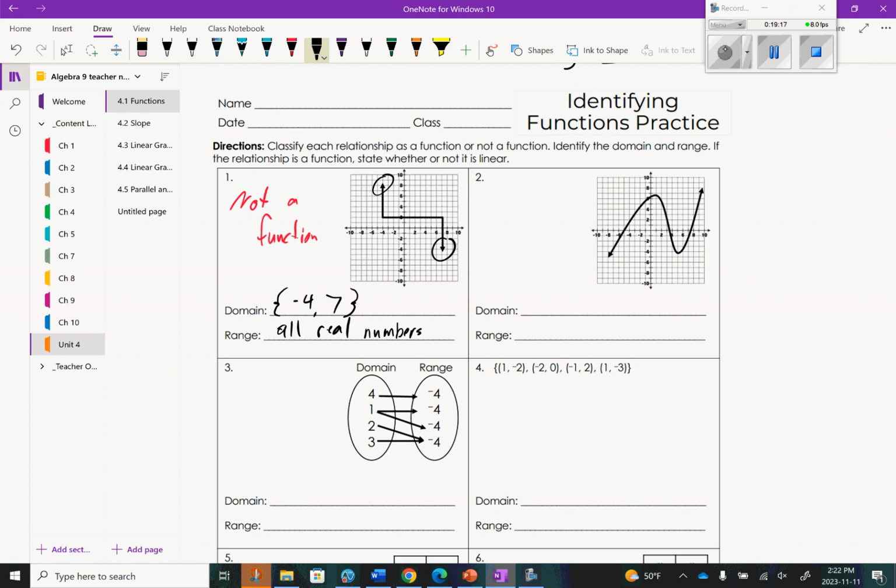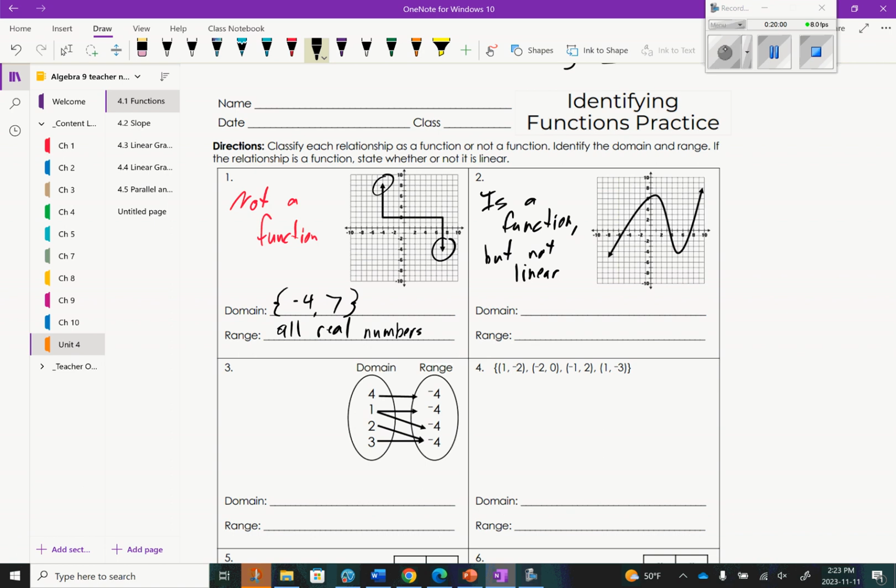For number 2, this is a function, but it's not linear. It is a function because, again, no matter where I put a vertical line, it only hits the graph at one location. But hopefully fairly clearly we can tell that's a curve. That's not linear.